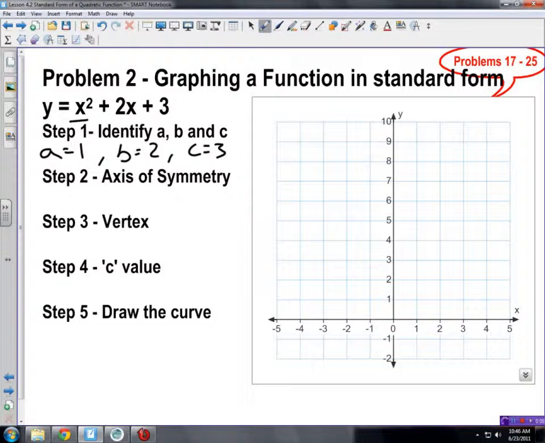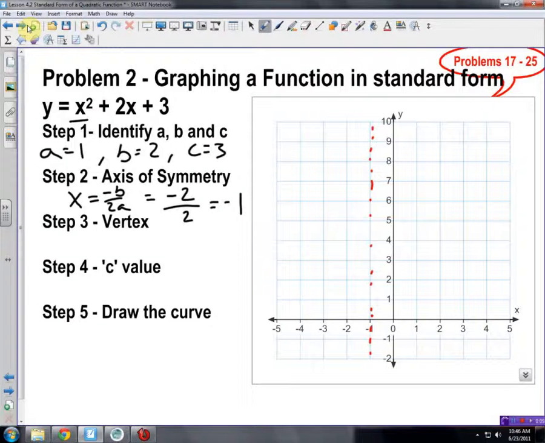Step 2 is to find the axis of symmetry. Remember, the axis of symmetry and the x of the vertex is found with the equation opposite of b over 2a, where opposite of b is negative 2 over 2 times a, which is 2 times 1, which is 2. If we reduce that, we get negative 1. So negative 1 is the x coordinate of our vertex. So what I'm going to do, let's say with red, is draw on my axis of symmetry, right there, that's where it's going to be symmetrical.